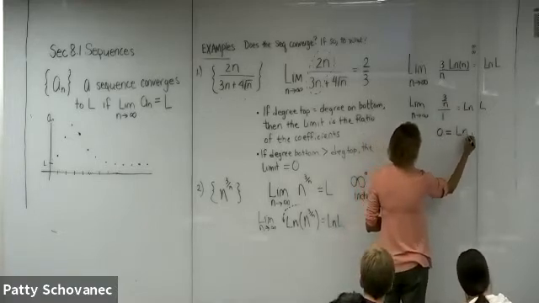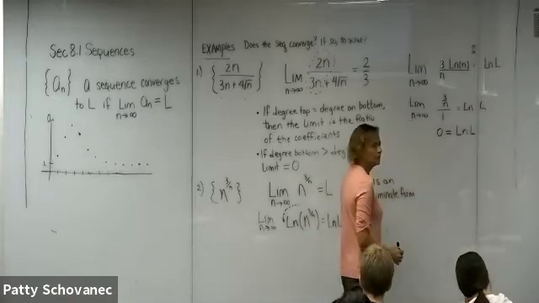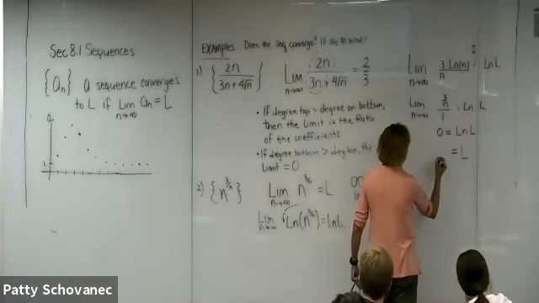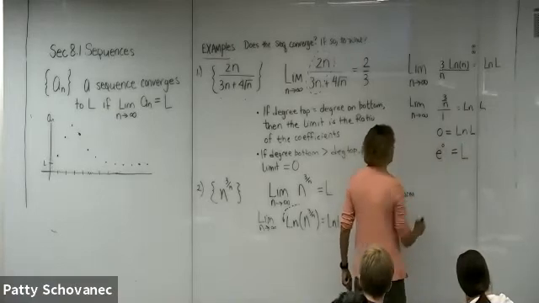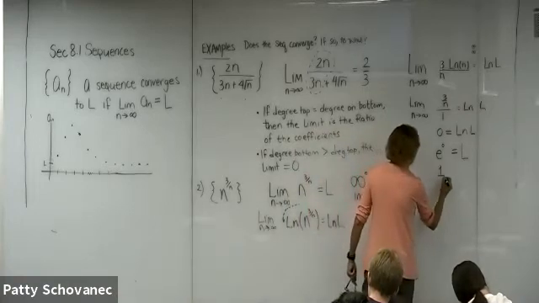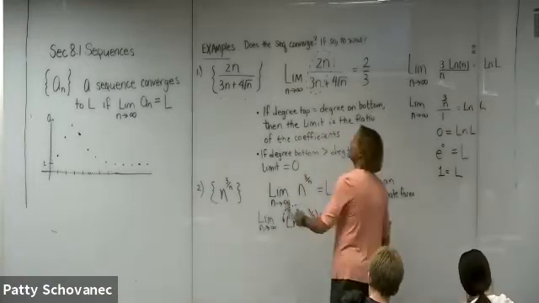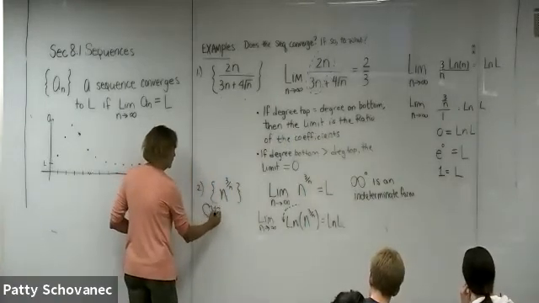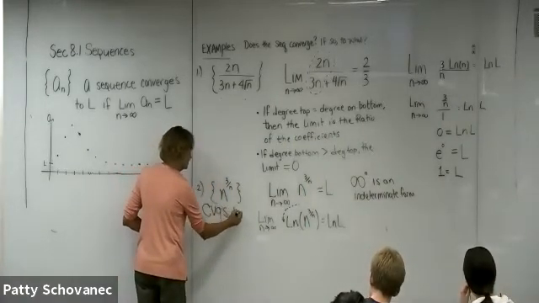So I've got the natural log of L is equal to 0. How do I solve for L? That's right. Exponentiate both sides. L is e to the 0. So in this case, L is 1. So this sequence converges to 1.